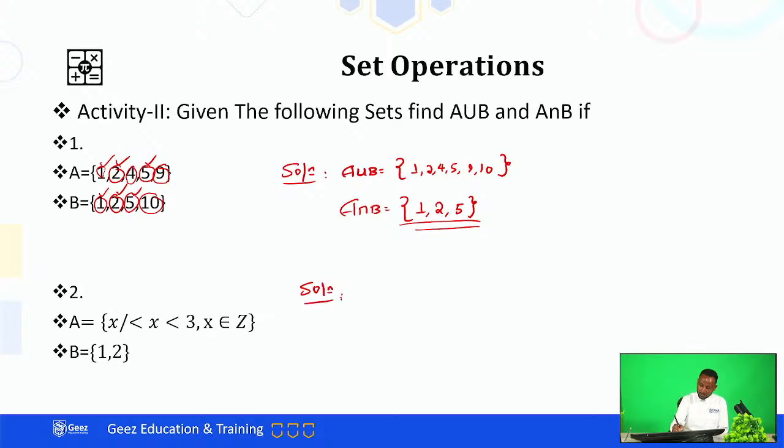How does it look? Let's proceed with this one. What do you think is A? Can you write it in three ways? This is called set builder notation. Set builder notation.